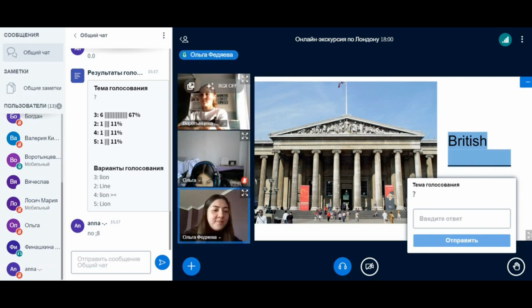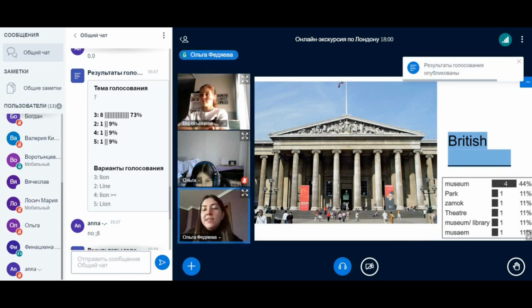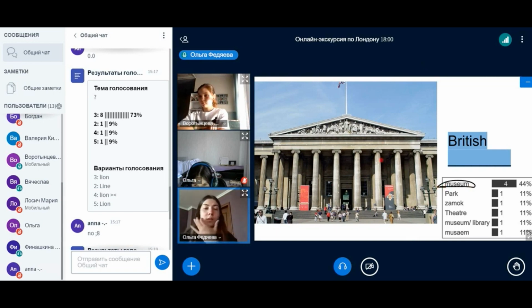Okay. So this is the British Museum. Absolutely correct. It's very big and very popular. There are a lot of pictures. You can walk around and you can look.